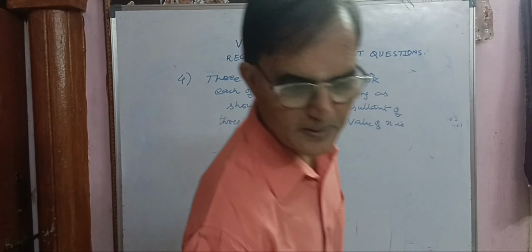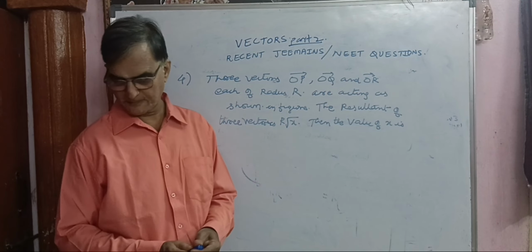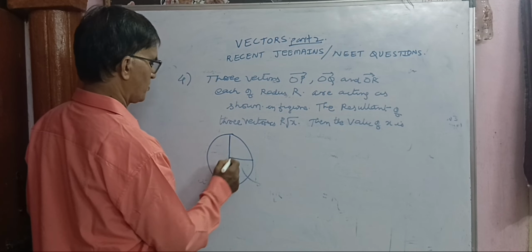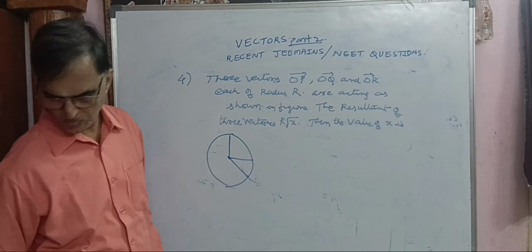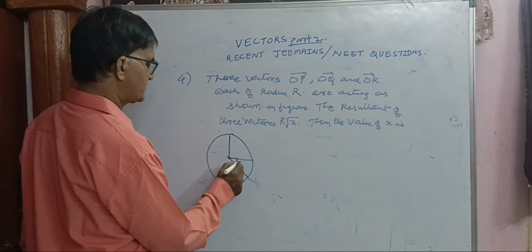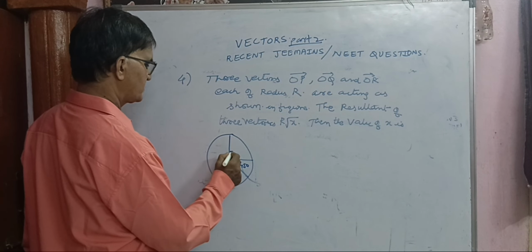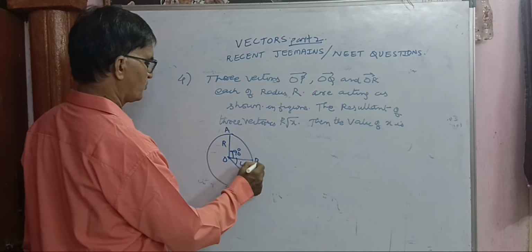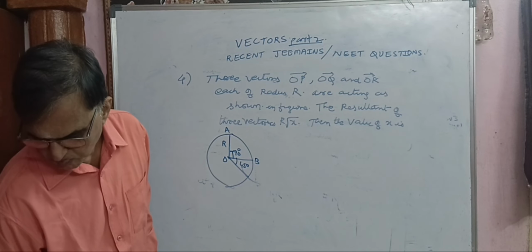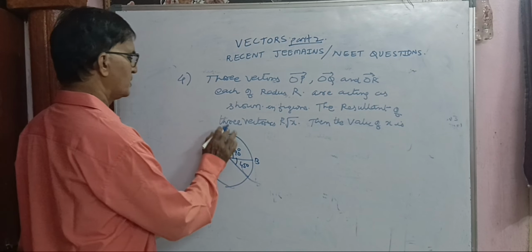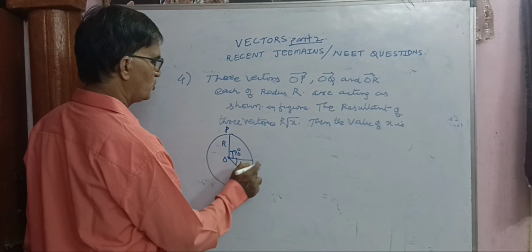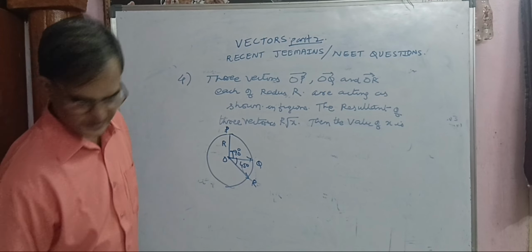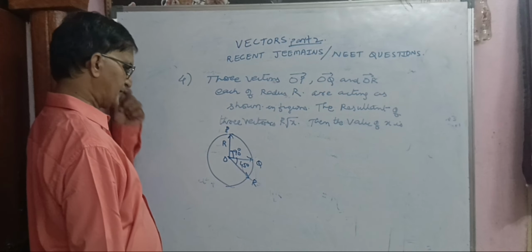Now here, if we take the diagram like this, this angle is 45 degrees, this angle is 90 degrees, these are OA, OB, OP, P, Q, R. Like this we have vectors. Now we want to find the resultant.